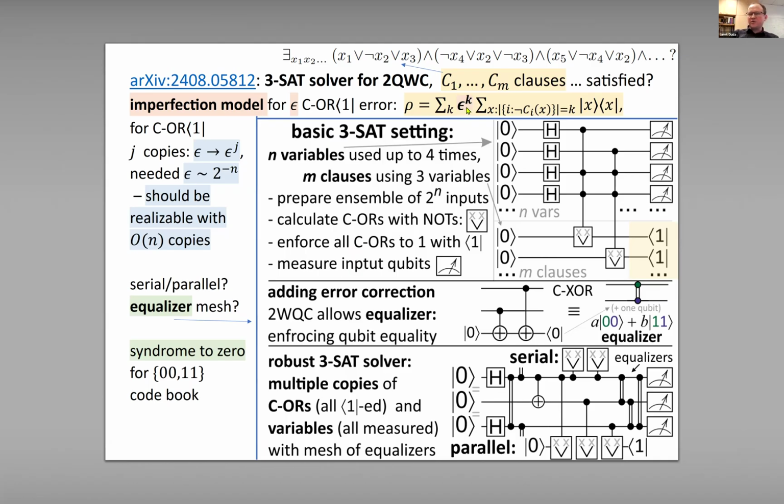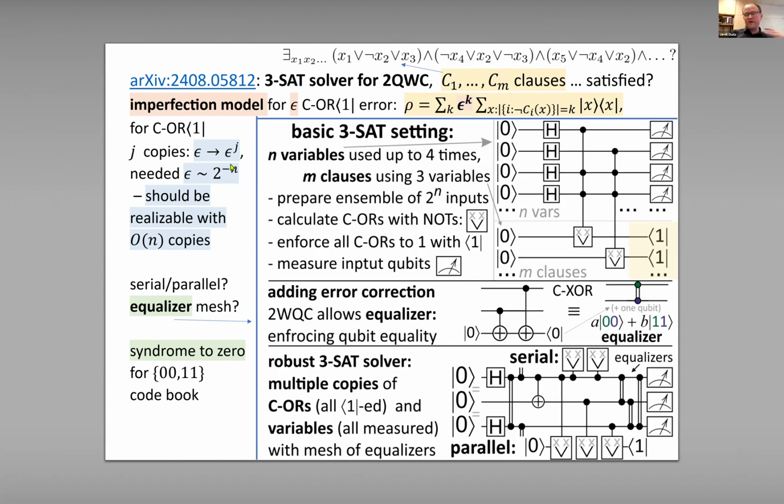So let's say epsilon to the power 0 would be that all the clauses are satisfied. Epsilon to the power one, one clause is not satisfied. Epsilon squared, two clauses are not satisfied, and so on. So the problem is that this number grows exponentially. So for practical NP solvers, we might need to reduce this epsilon down to like 2 to the minus n. So it is very restricted.